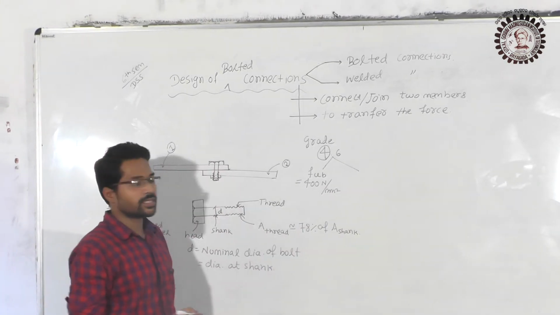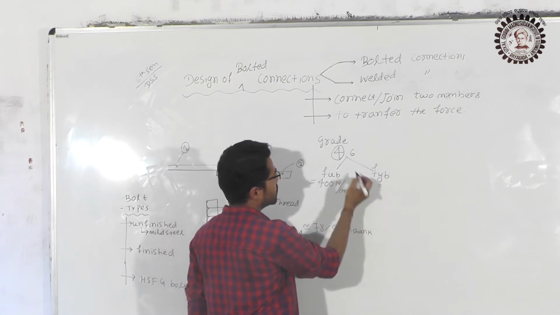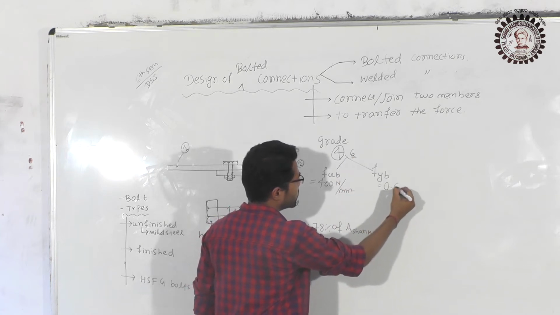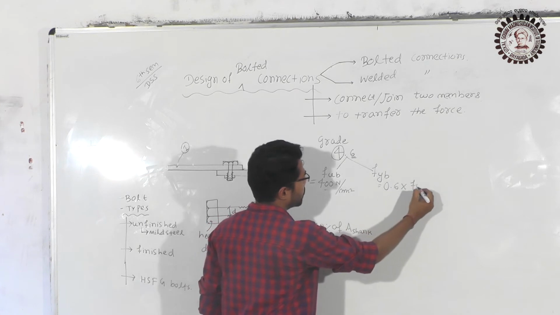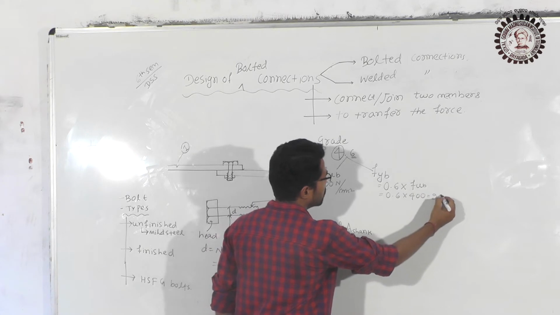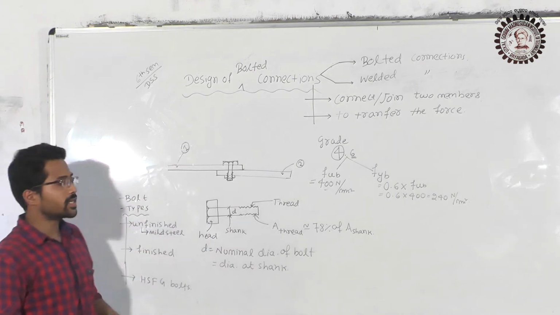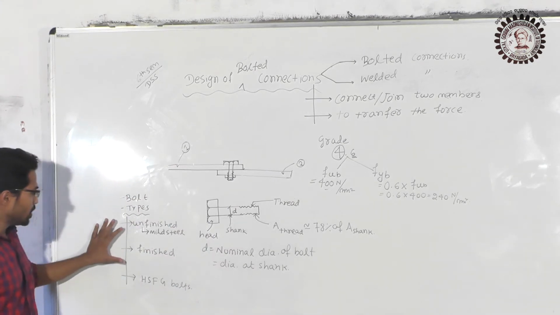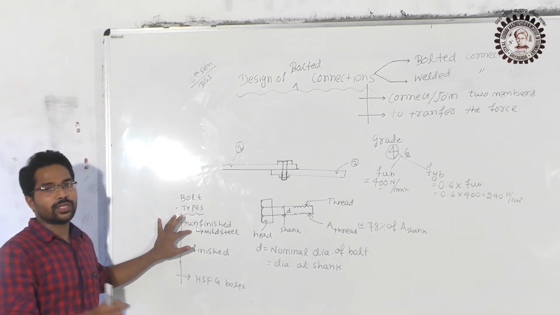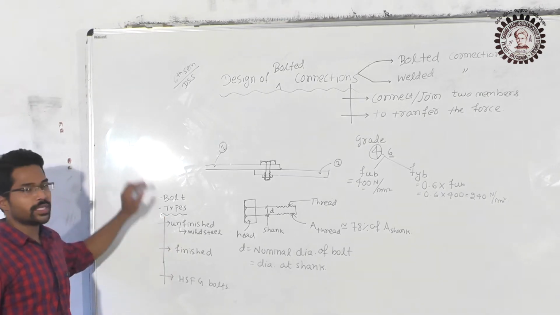Similarly there will be some yield strength. FYB means yield strength, that is equal to, see after the decimal what is written? 6, so 0.6 into your FUB, that is 0.6 into 400, that is equal to 240 Newton per mm square. So in this way we write the grade of bolts. So generally unfinished bolts, as the friction is less and contact area is less, we use in minor structures for simple connections. Next is your finished bolt.